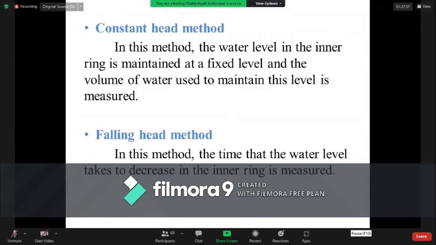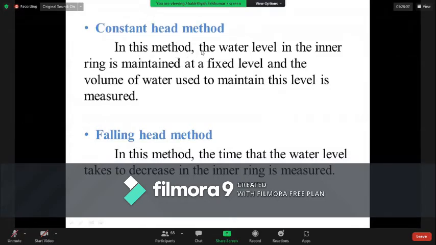There are 3 methods used to measure the infiltration: natural rainfall method, inflow-outflow method, and infiltrometer method. In the infiltrometer, we can use either single ring infiltrometer or double ring infiltrometer. In the double ring infiltrometer, we can select constant head method or falling head method. So first, we will discuss what is this constant head method.